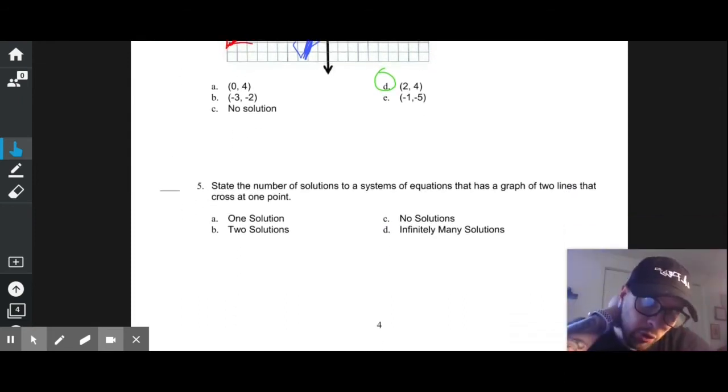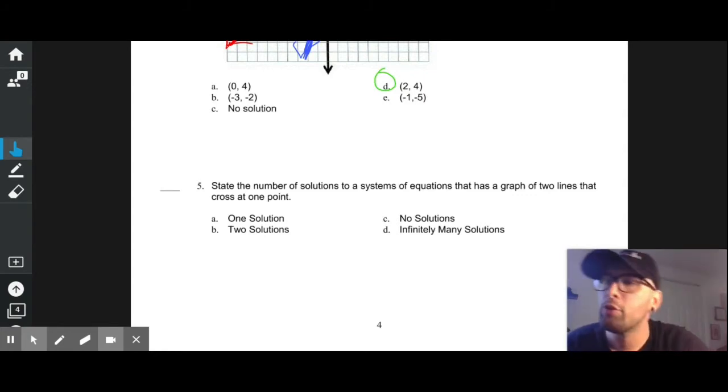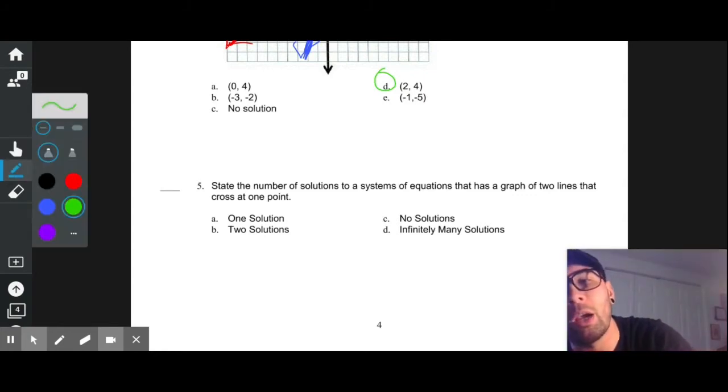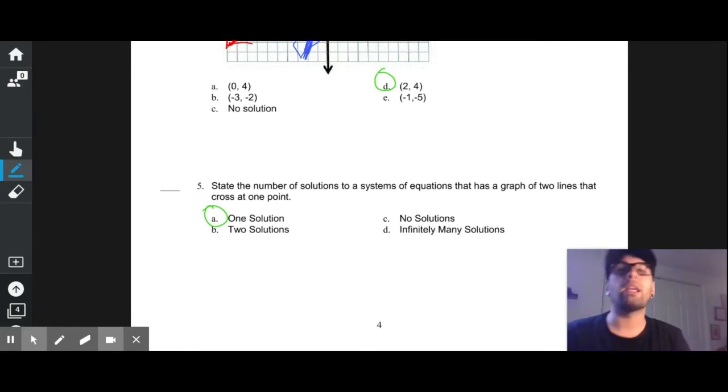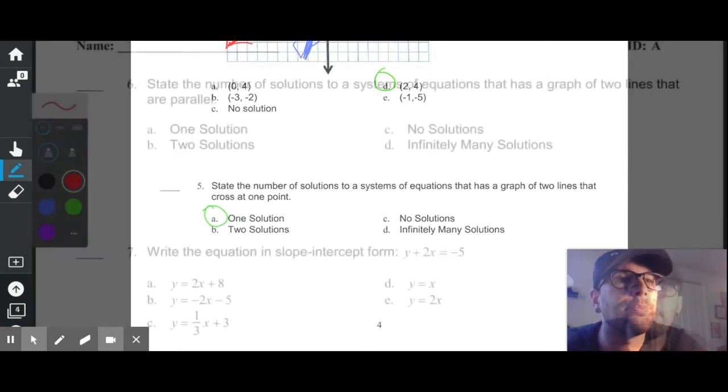State the number of solutions to a system of equations that has a graph of two lines that cross at one point. Well, if two lines are going to cross at one point, you're just going to get one solution. Like everything we've done so far has been one solution. Bada bing. All right, problem 6.